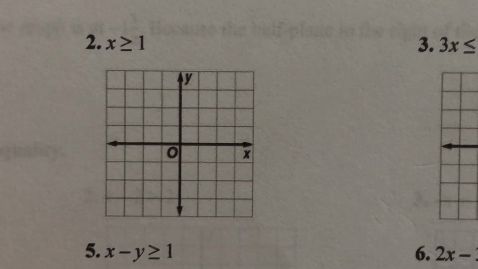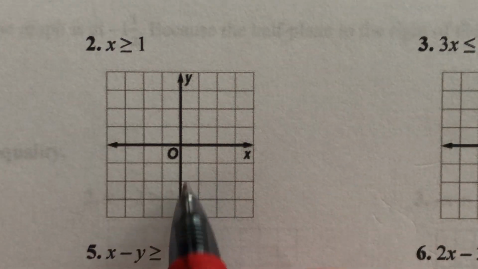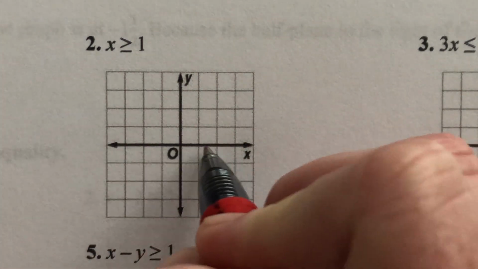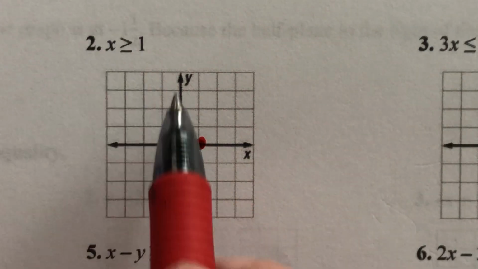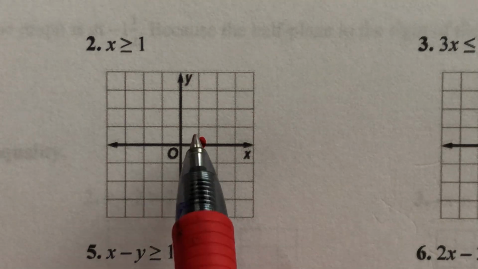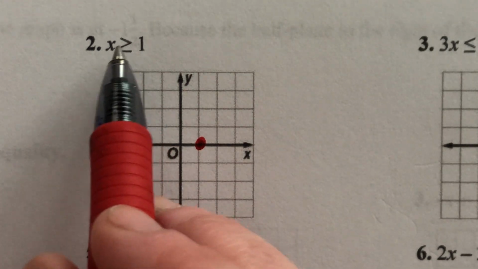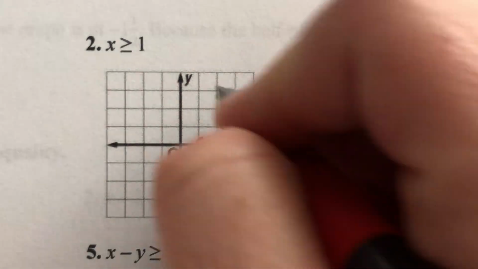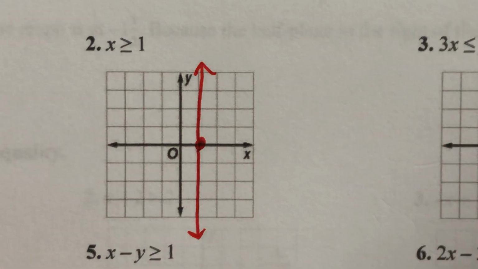Let's do another one. x is greater than or equal to 1. So I go over to 1 on my x-axis right here. There is no y variable here, so I'm never going to cross the y-axis. So I'm going to draw a vertical line through this point, and I'm going to make it a solid line since it has this line underneath my symbol. Okay, so there's my line, right?